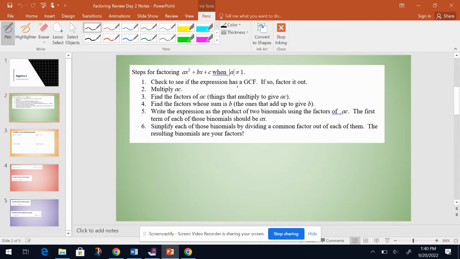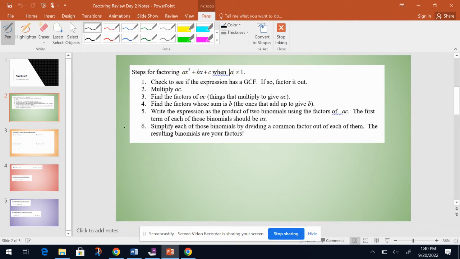It says check to see if this expression has a GCF. If so, factor it out. That's step one always. Is there a GCF? Factor it out. Step two here is we're going to multiply A times C. So we're going to multiply the first number times the last number. Now we can use the puzzle method. We're trying to find two numbers that multiply to A times C and add to B. Okay, we're going to write this expression as the product of two binomials, and then we're going to factor by grouping. So I will show you that in these examples.